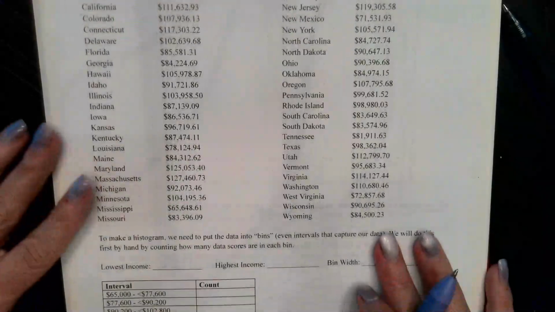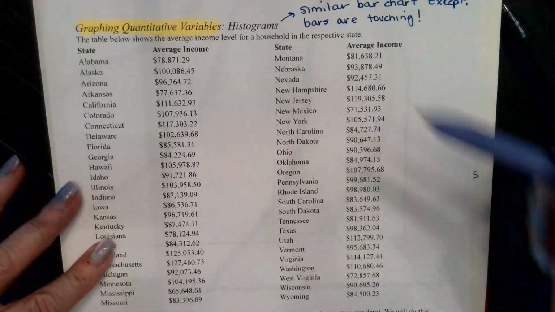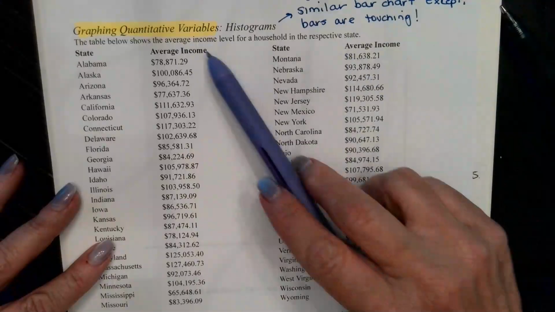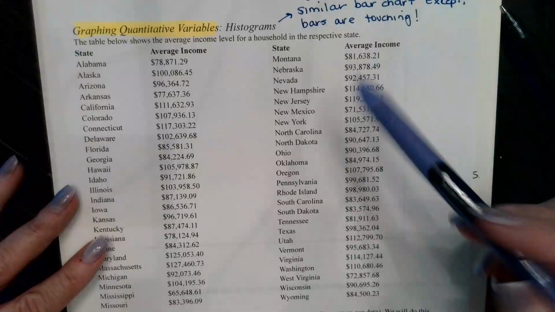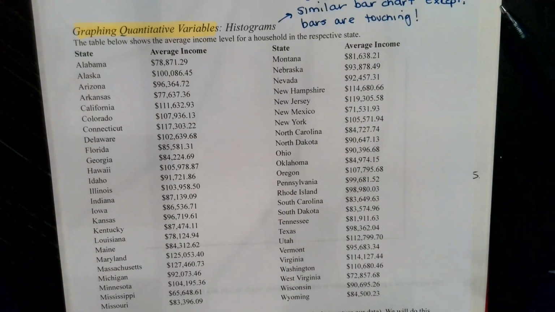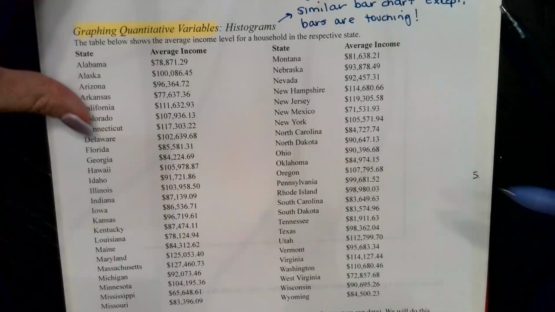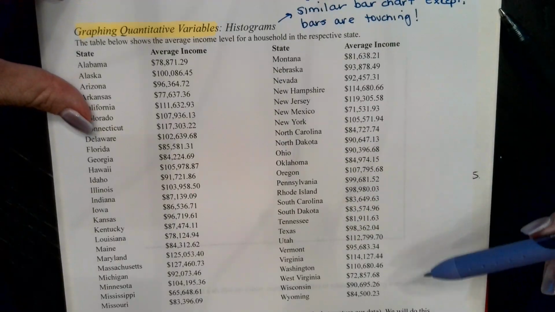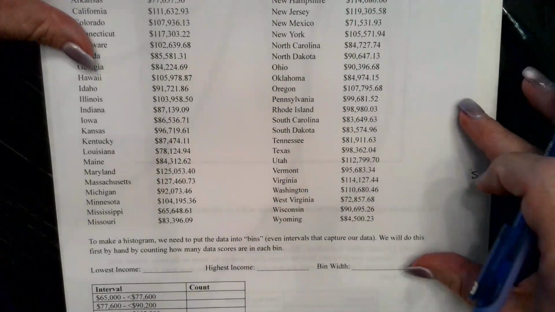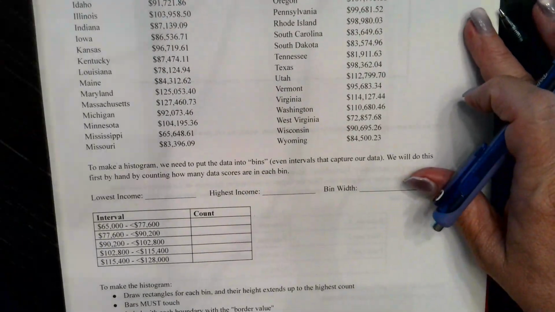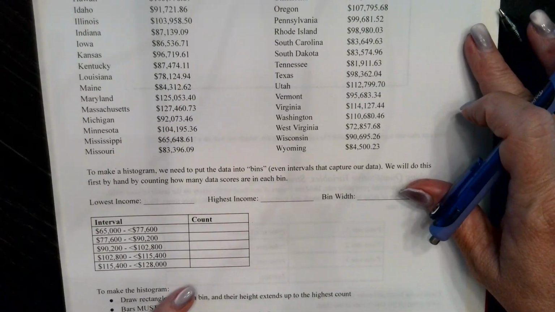Okay, so lots of data here. So what all of this data is it shows the average income level for a household in each respective state. So there's a lot of data in here, and we're not going to take the time right now to tear this apart and really look at it. But what I did is I pulled all this together so that you can see how we would deal with something where we have a lot of data.